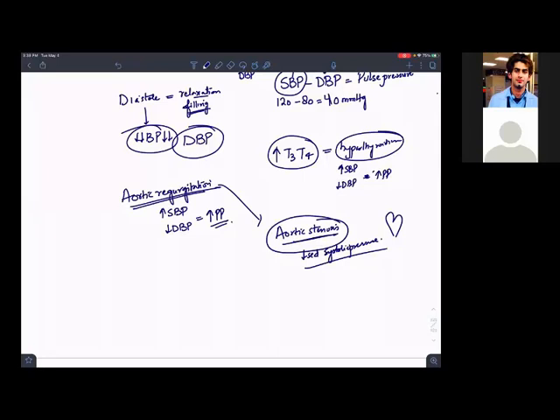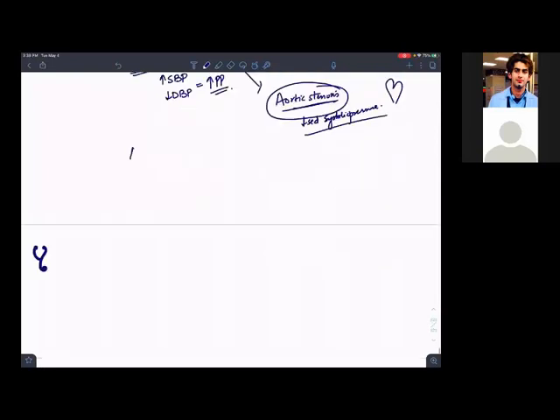So the largest decrease in the pressure will be seen at the arterioles because they are the sites of highest resistance. So I should compare them here for revision purposes.